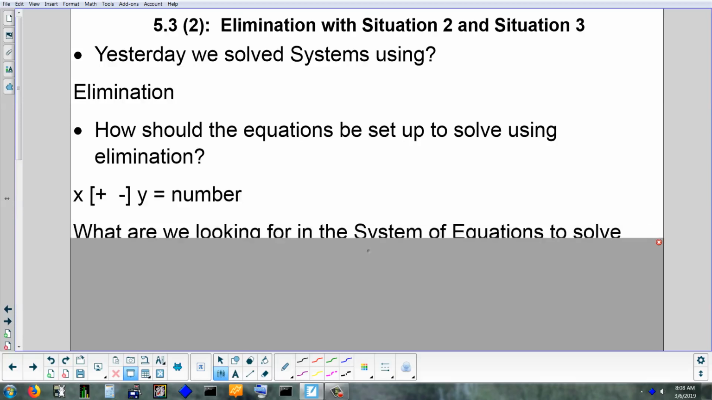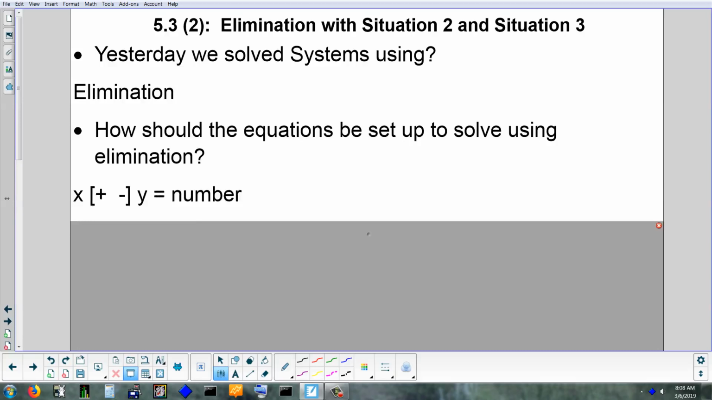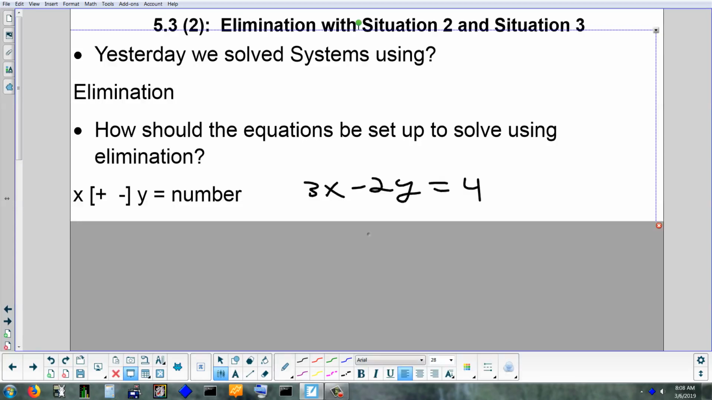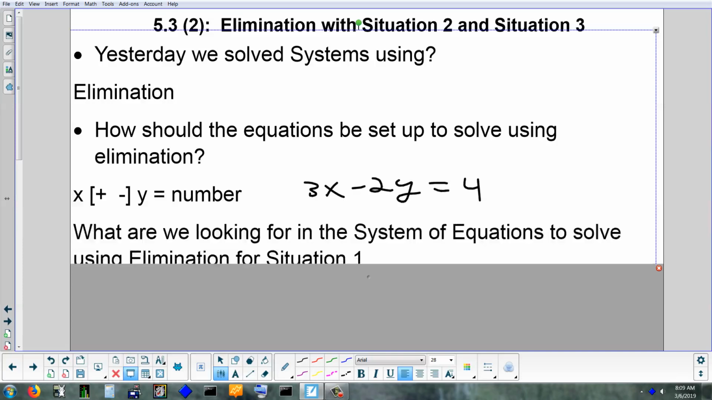Right. You want your equation to have the x, then you can have a plus or a minus, the y, equals, and then a number. So you could have something like 3x minus 2y equals 4. That's what you want your equations to look like. And how many equations are you always going to have? 2. You're always going to have 2, and you want everything lined up in columns. X is in the first column, y is in the second column, number in the third column.